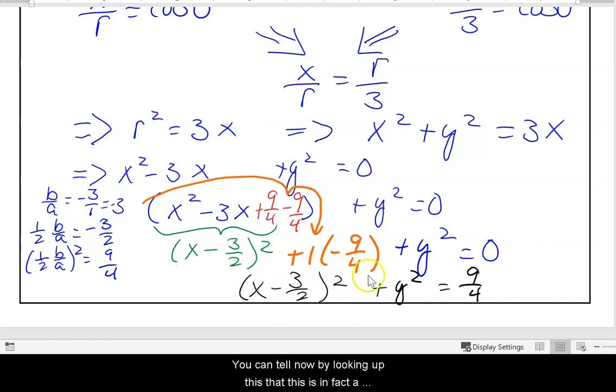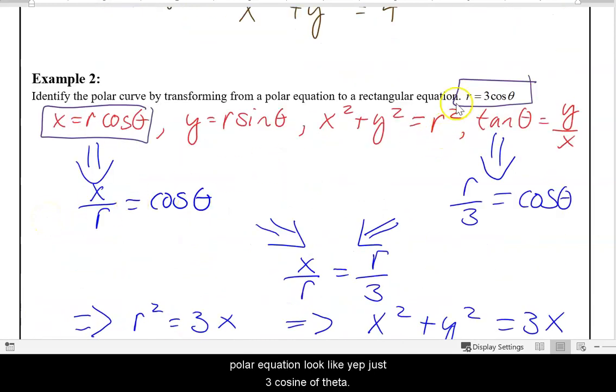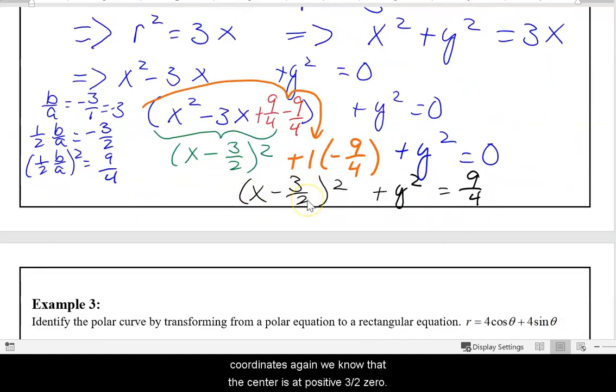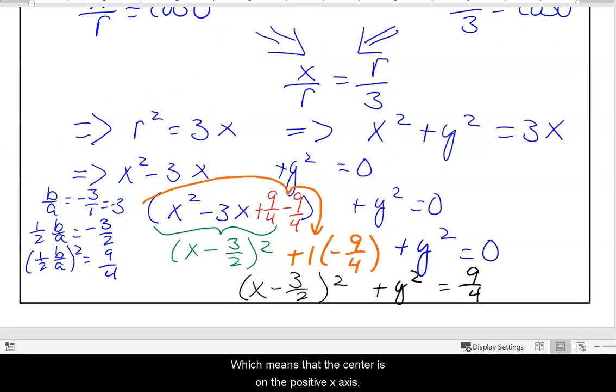You can tell now by looking at this that this is in fact a more complicated relationship. It's a more difficult formula. Let's look back up and see what the polar equation looked like. Yeah, just 3 cosine of theta. Let's now produce this graph on the graphing calculator and on Desmos so that we can see what the relationship is. We know what the relationship is in rectangular coordinates. Again, we know that the center is at positive 3/2, 0, which means that the center is on the positive x-axis. Let's put it into Desmos and the graphing calculator and see if that's what we get.